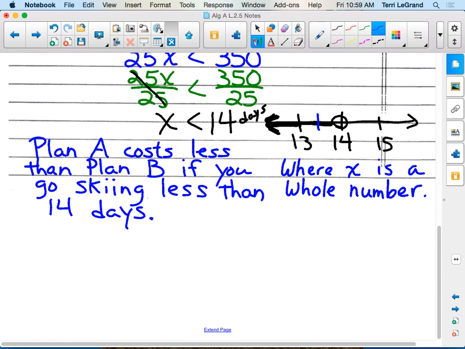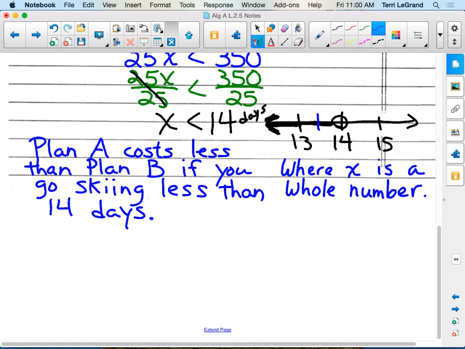When do you think they cost the same? Do you think the cost would be the same at whichever one you went? At 14 days, that's when they're exactly the same. But if you go less than 14 days, it'll be less money if you go with Plan A. If you're an avid skier, love to ski, and you're going to go more than 14 days, then go with Plan B.